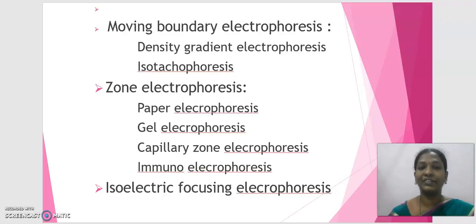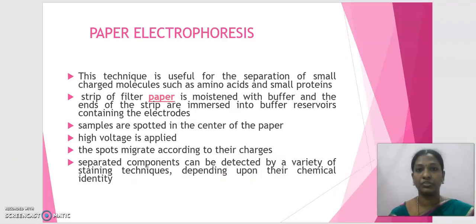These are the different types of electrophoresis: moving boundary electrophoresis, zone electrophoresis and isoelectric focusing electrophoresis. Today in this class we are going to focus on zone electrophoresis. Under zone electrophoresis we will see different types like paper electrophoresis, gel electrophoresis, capillary zone electrophoresis and immunoelectrophoresis. So let's start with paper electrophoresis.